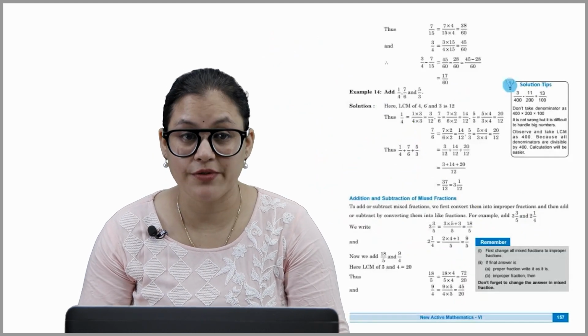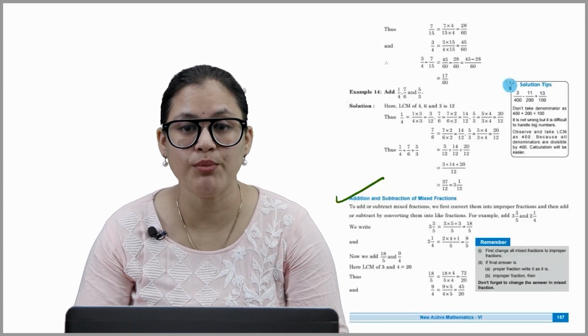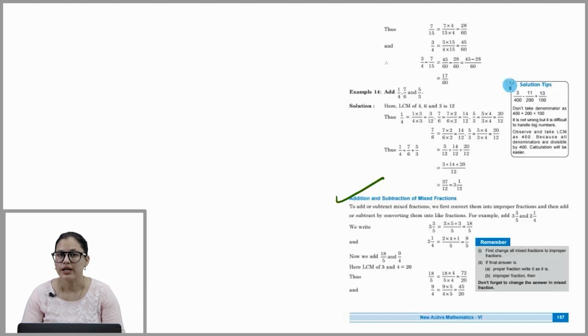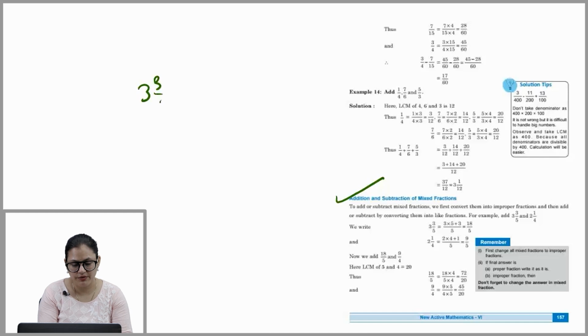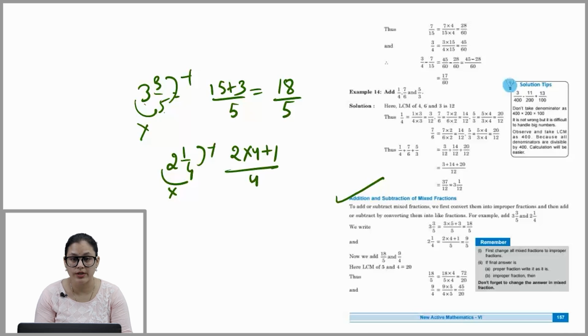Addition and subtraction of mixed fractions. To add or subtract mixed fractions, we first convert them into improper fractions and then add or subtract by converting them into like fractions. For example, add 3 by 5 and 2 1 by 4. We write 3 by 5 is equal to, we'll first multiply these two numbers and then add. 3 5s are 15 plus 3 by 5 is equal to 18 by 5. 2 1 by 4: 2 into 4 plus 1 by 4. So you will get here 2 into 4, 8 plus 1, 9 by 4.